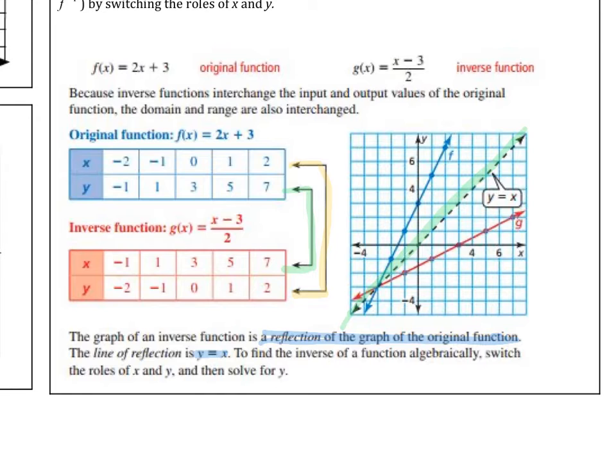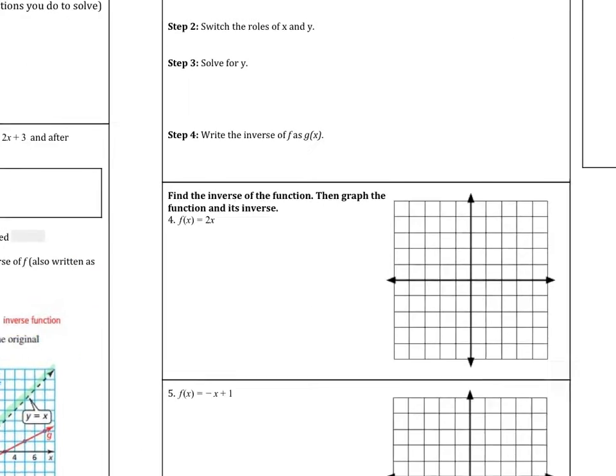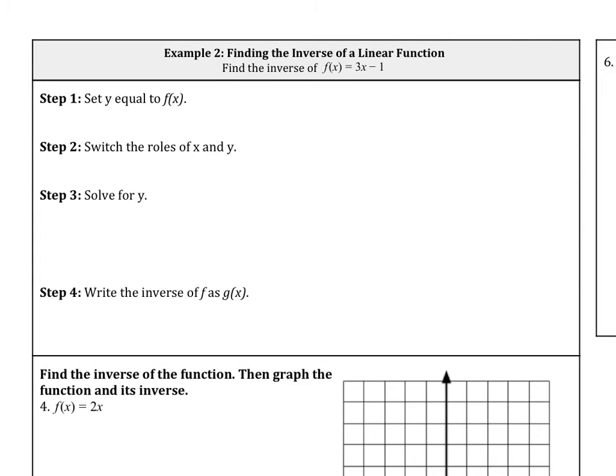Now, to find the inverse function algebraically, which we'll do in a minute, we're going to switch the roles of x and y, and then we're going to solve for y. So let's try it. So finding the inverse of a linear function. So we're focusing on linear. So here's our function f of x equals 3x minus 1.